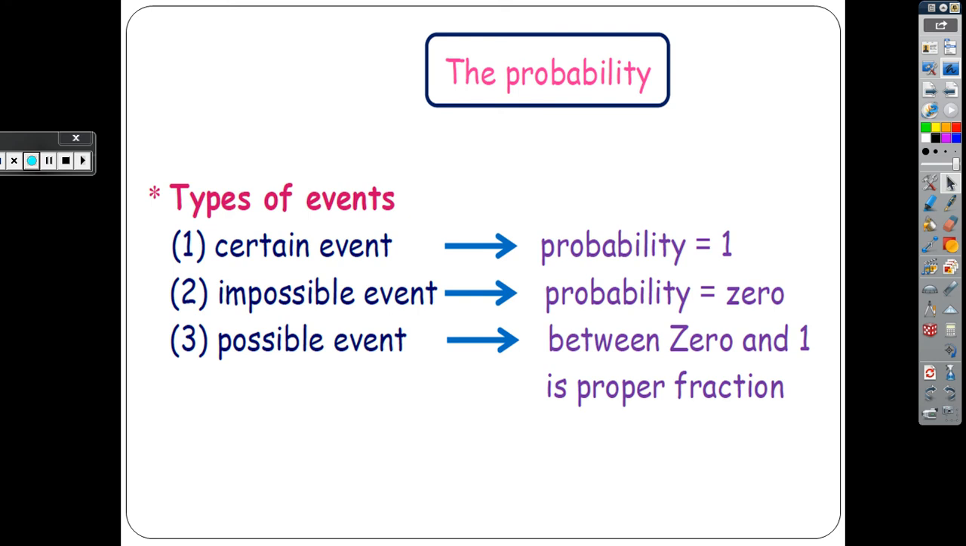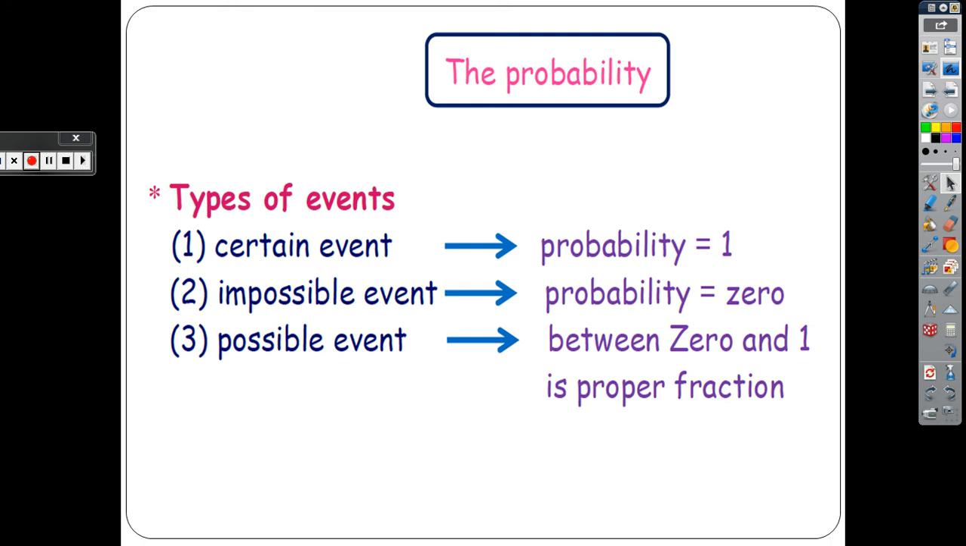Now you want to know the types of events. You have three types of events. The first type is certain event, and the probability of certain event equal 1. So what the meaning of certain event? Certain event is called the sure event. Like what? The sunrise from the east is called certain event.